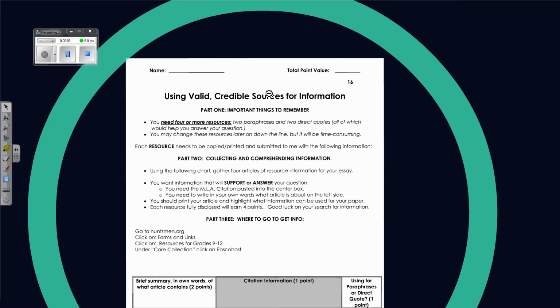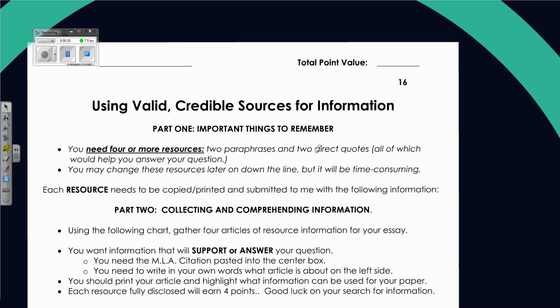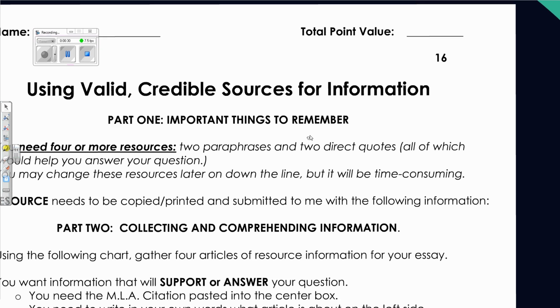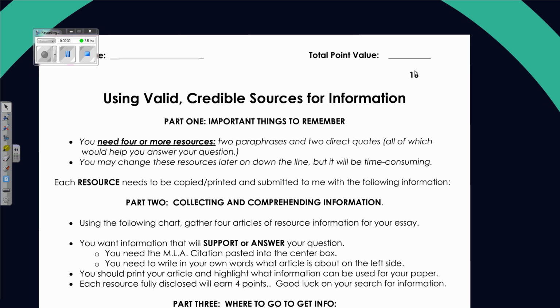Credible sources for information. Of what you have to produce in the computer lab.